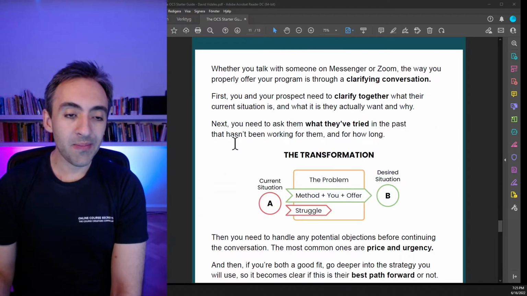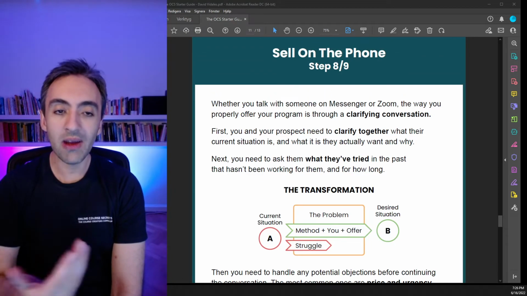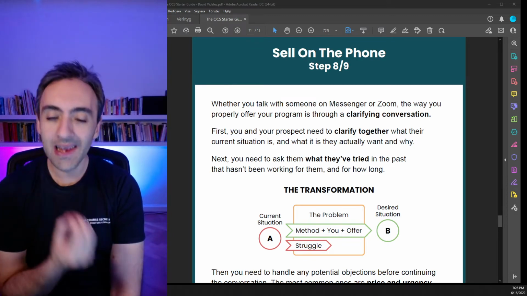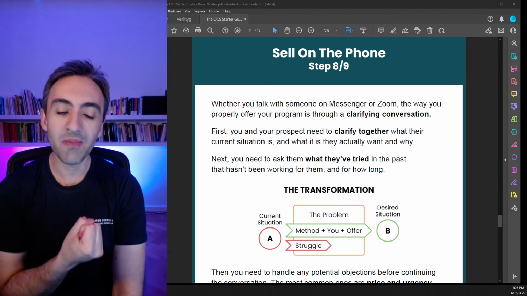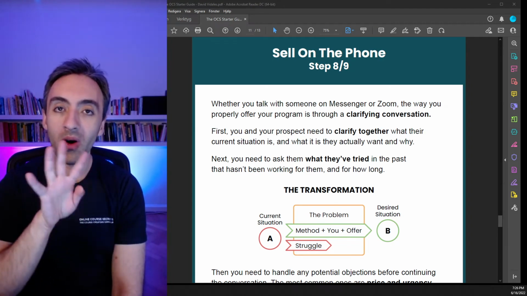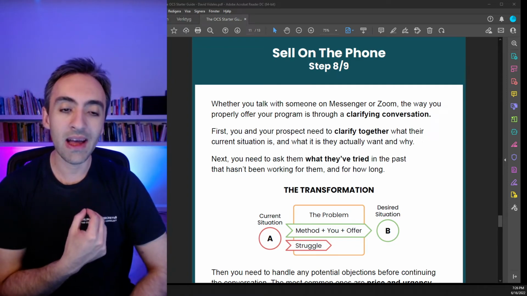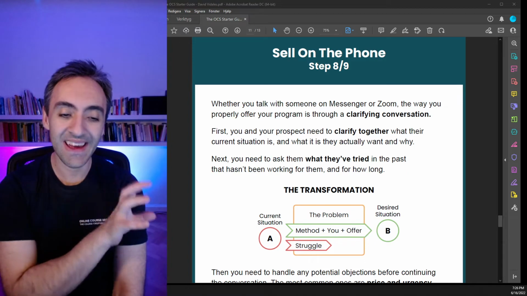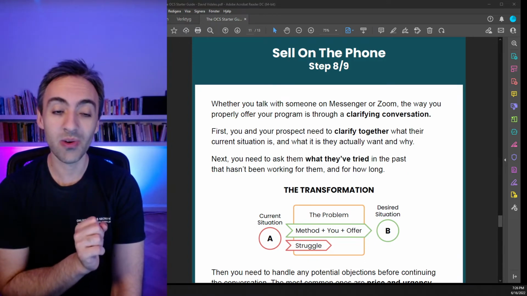So how do we then do this on the phone? Once you get on the phone with them, it's all about having a clarifying conversation with them. What this means is that we basically do the 4 R's again, but we go deeper. We start looking at more things that we haven't covered during the messenger conversation, right?